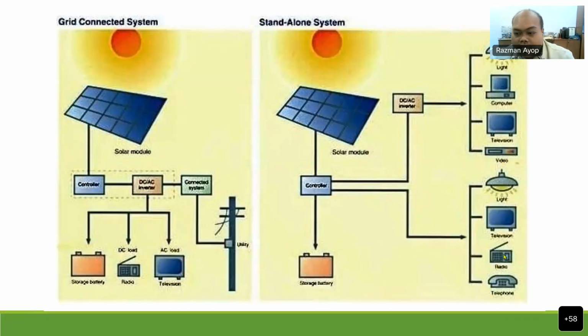So you can see here, this is an example of a GridTie system. You can see the PV, the controller, DC-to-AC, and then you connect it to the utility. But this is for a grid system, and this is for a standalone system. You can see here there is no grid connection, and you are based on energy storage. You have to install energy storage to be used during the night.